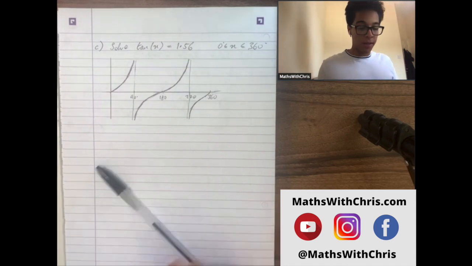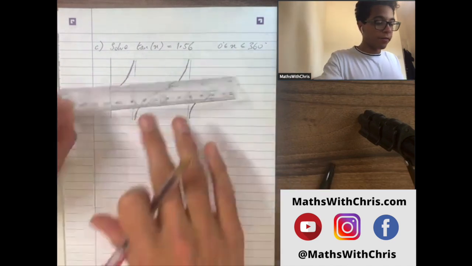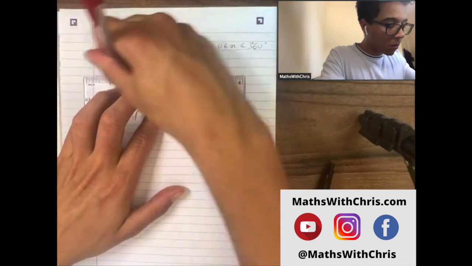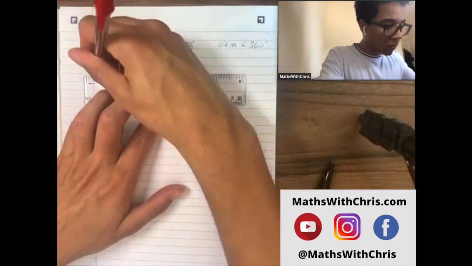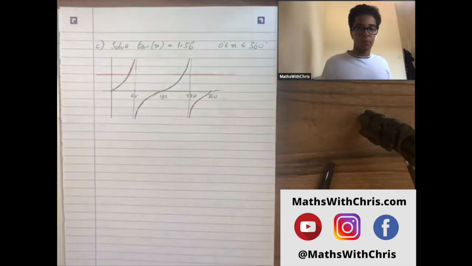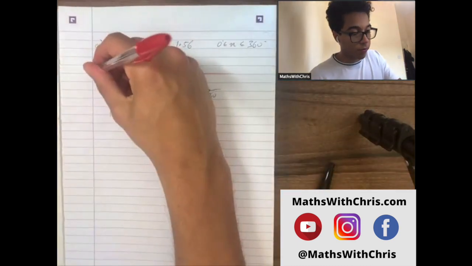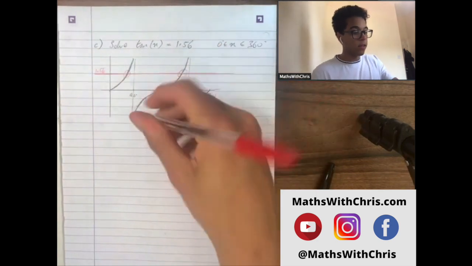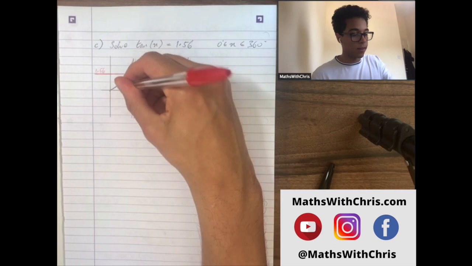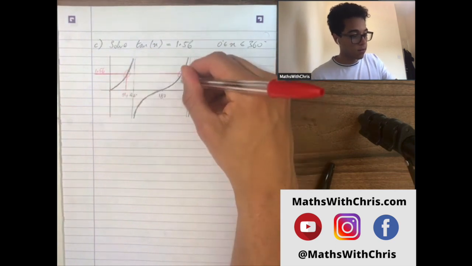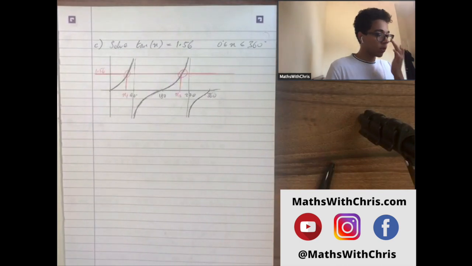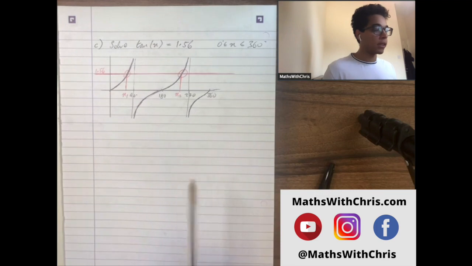And what do we want? We want this to equal 1.56. So let's say that's here. So this is 1.56. So what do we want? This is where they intersect, here and here. So we want this point here and this point here. So these are the x values we're looking for that solve our equation. As you can see, again, the graph makes it really clear what we need to do.